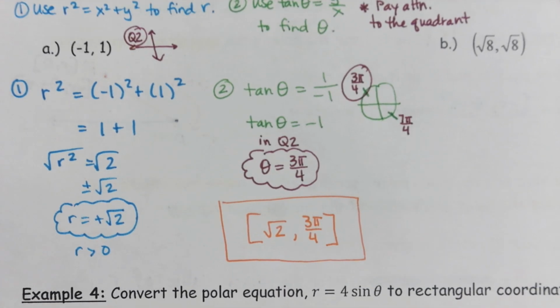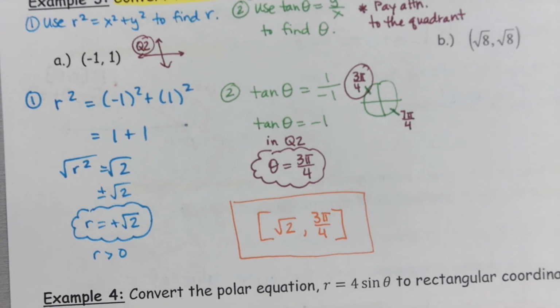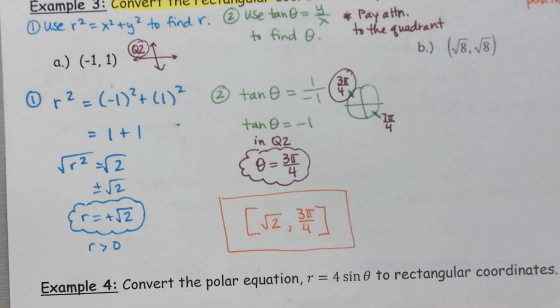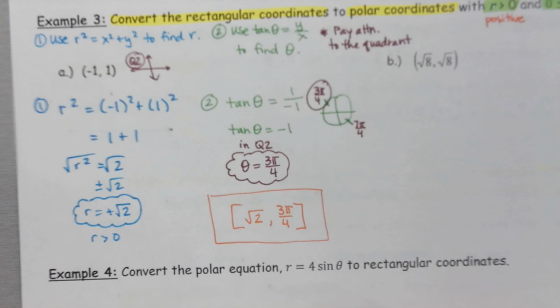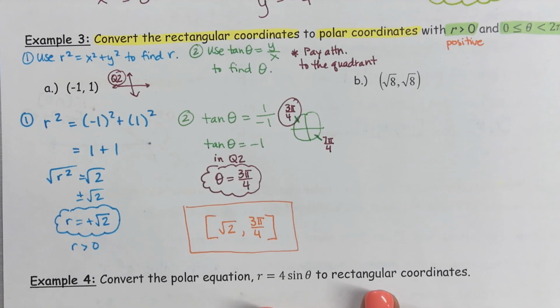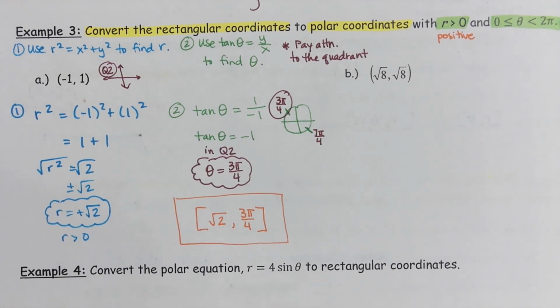So I want you to go ahead and do part B. And if you are done with part B, go ahead and start thinking about example 4. That one might be hard for you to do without a hint, but start thinking about what you could do.